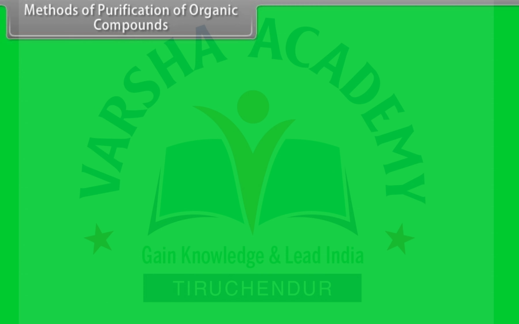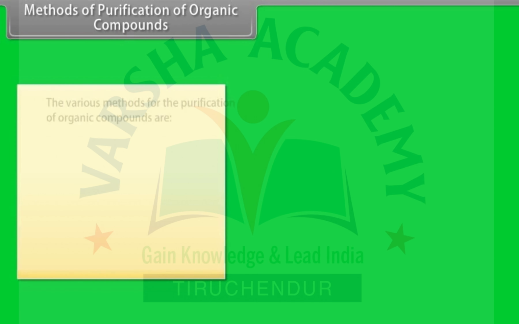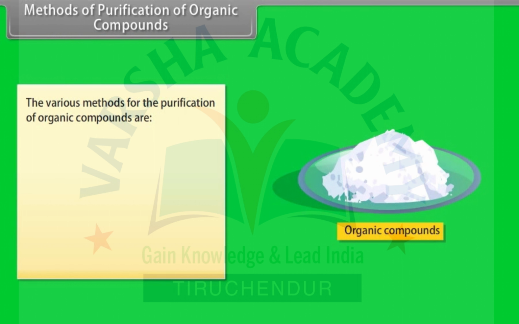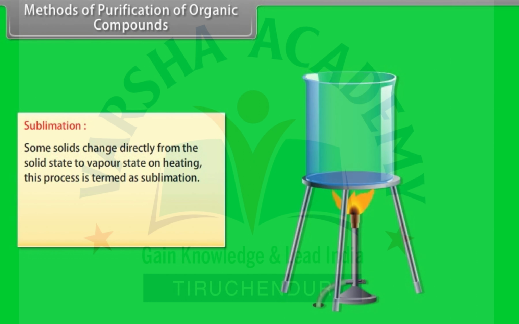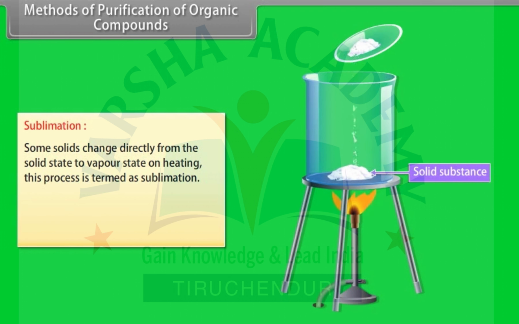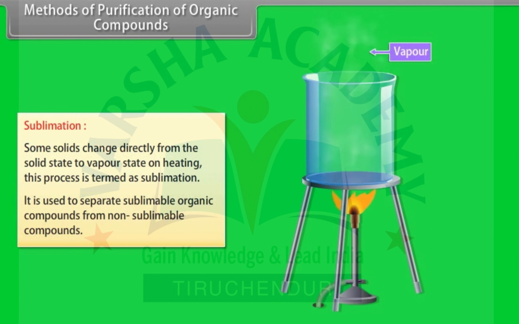Methods of purification of organic compounds. The various methods for the purification of organic compounds are sublimation, crystallization, distillation, differential extraction, and chromatography. Sublimation. Some solids change directly from the solid state to vapor state on heating. This process is termed as sublimation.